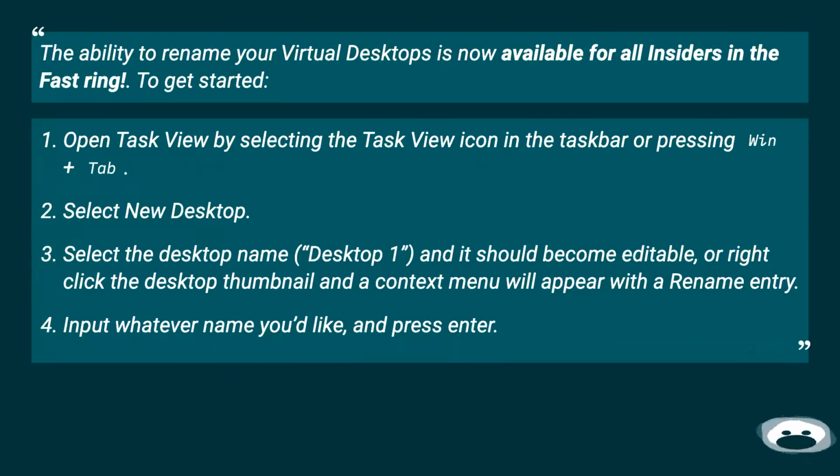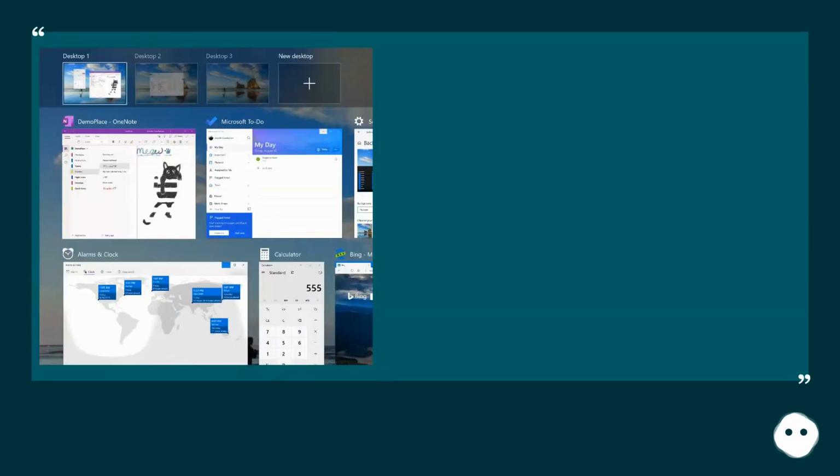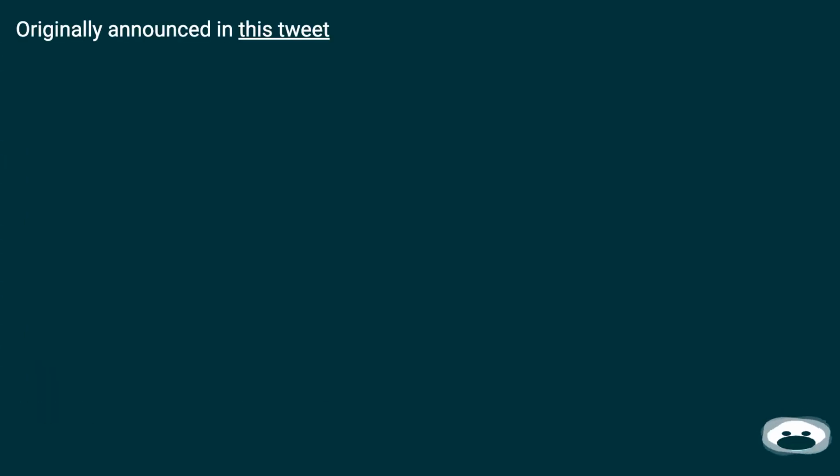To get started, open Task View by selecting the Task View icon in the taskbar or pressing Win plus Tab. Select New Desktop. Select the desktop name, Desktop 1, and it should become editable, or right-click the desktop thumbnail and a context menu will appear with a rename entry. Input whatever name you'd like, and press Enter. Originally announced in this tweet.